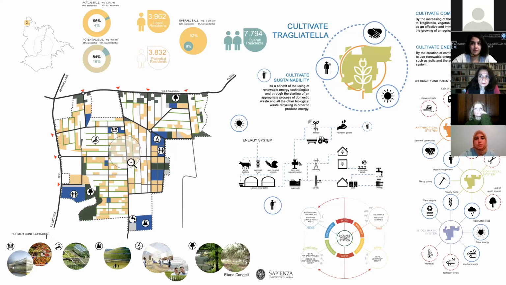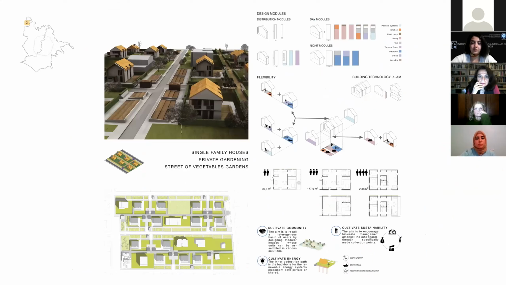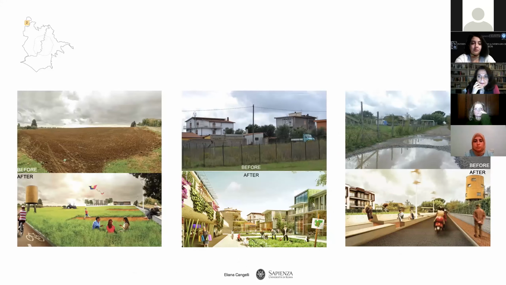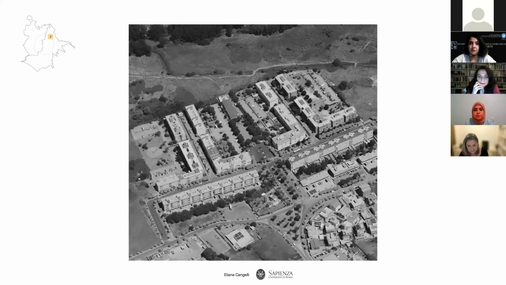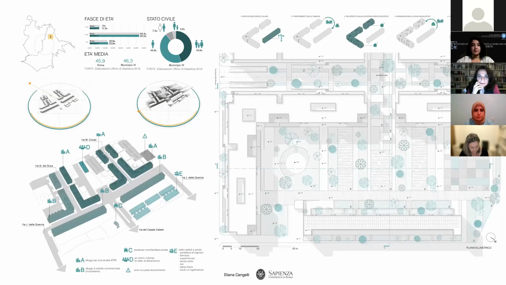In the first semester, the students, divided into groups of 6 components, drafted an urban and environmental master plan. And in the second semester, the students individually designed a low-tech single-family or 2-family residence. Here are some images of the project idea. In the technological design laboratory, in the 3rd year, the theme was renewing Casale Caletto until 2019. It is an intervention of densification and new construction for the recovery of a public district, for the regeneration of this small public housing district. Students have designed new line type buildings for housing and services.